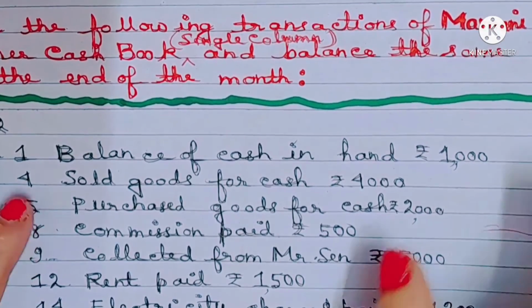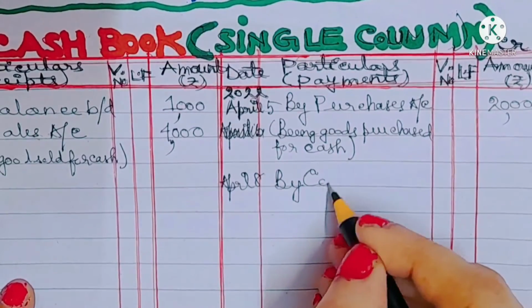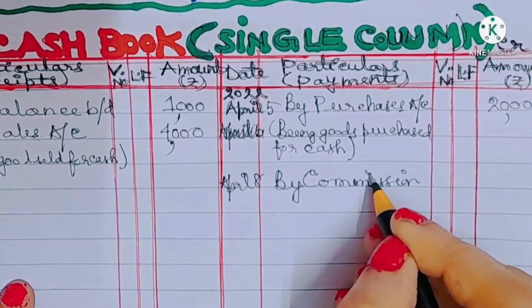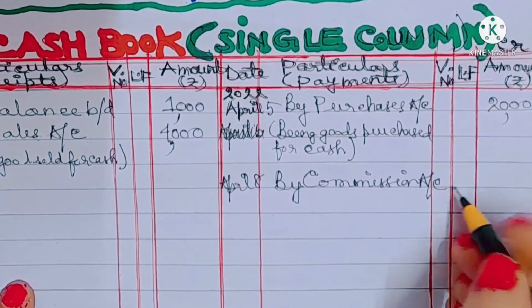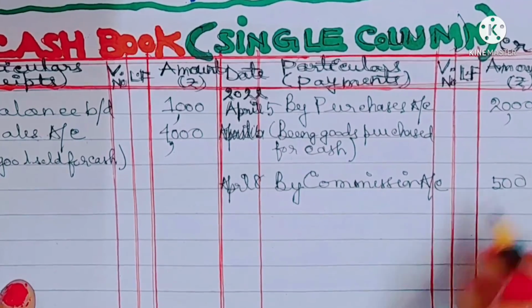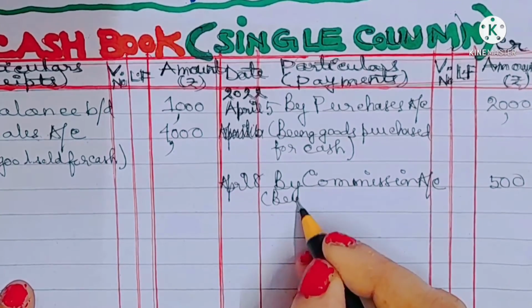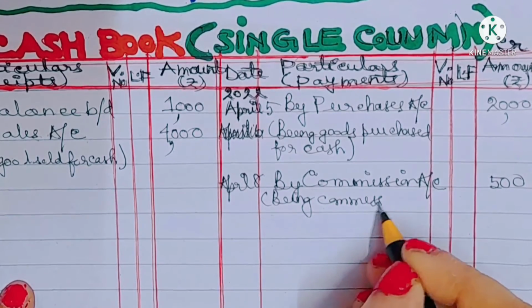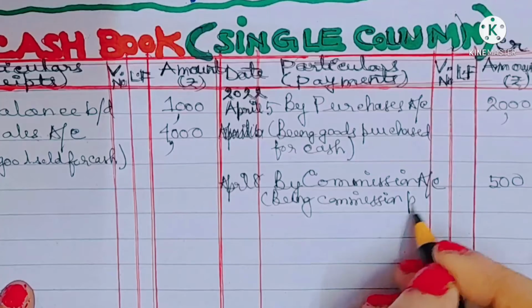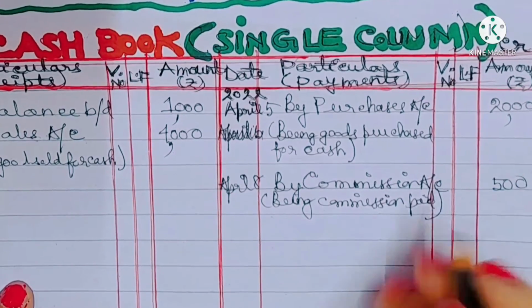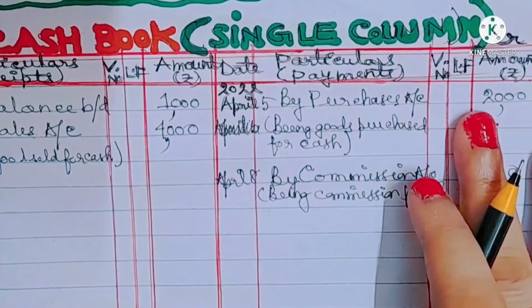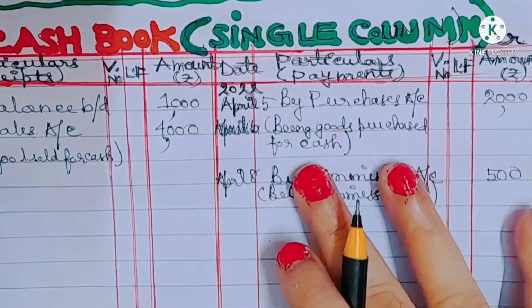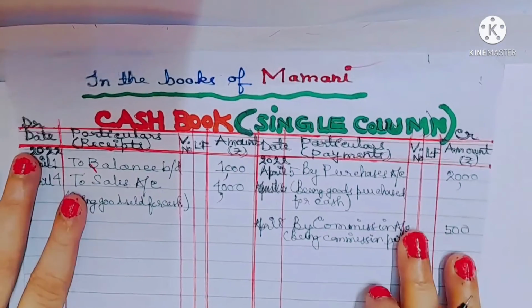Okay, so let's write commission account. April 8th, by commission account. How much? 500. Being commission paid. How are we doing the journal? Straight away. We are not writing a journal separately, we are straight away writing the journal in the cash book. Okay, so let's see the next transaction.